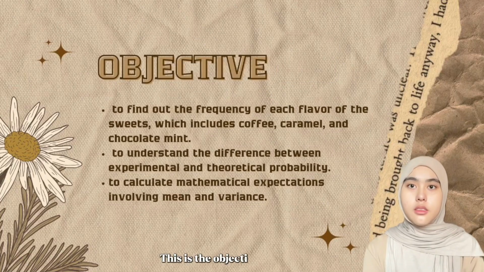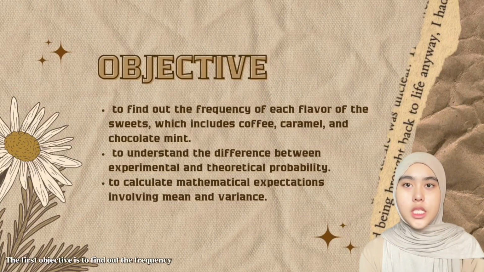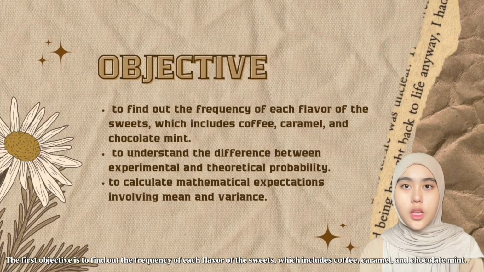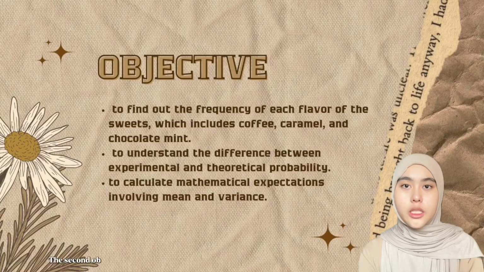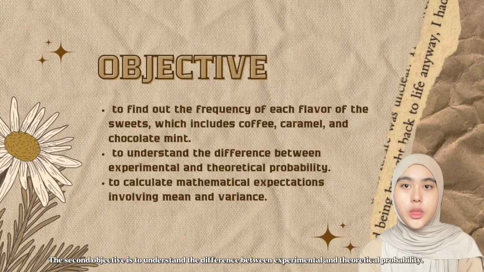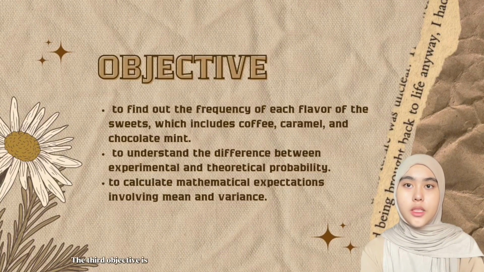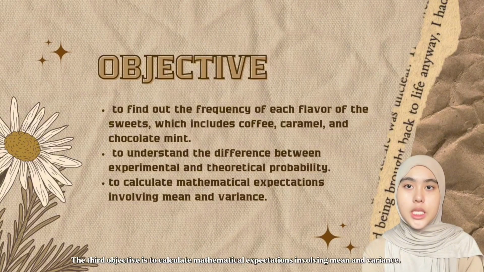This is the objective of the study. The first objective is to find out the frequency of each flavor of the sweet, which includes coffee, caramel, and chocolate mint. The second objective is to understand the difference between experimental and theoretical probability. The third objective is to calculate mathematical expectations involving mean and variance.